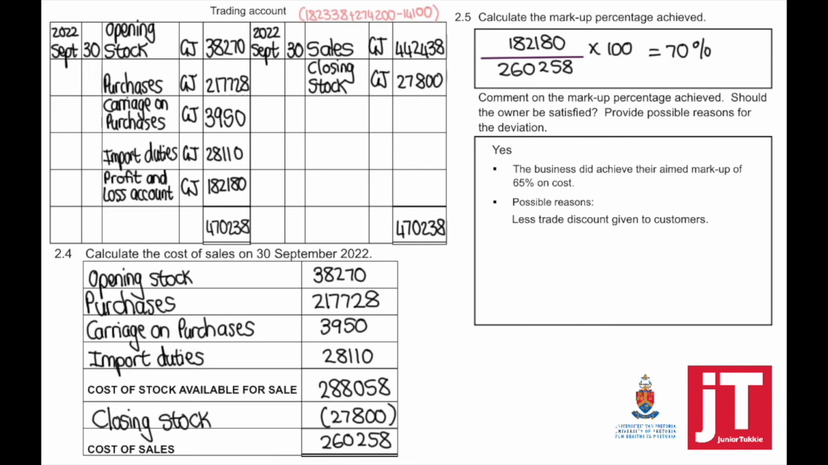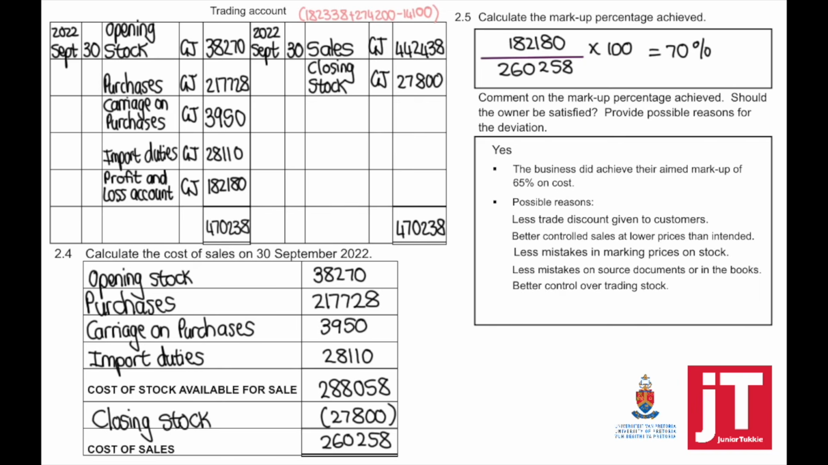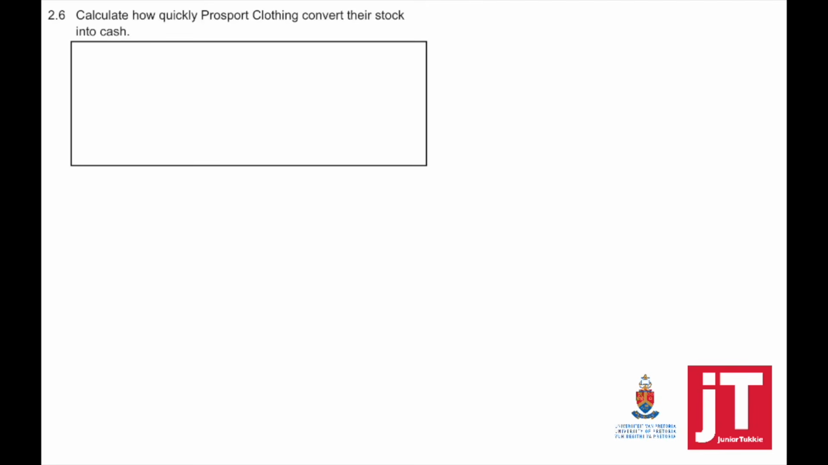This means less trade discount were given to customers, better controlled sales at lower prices than intended, less mistakes on source documents or in the books, better control over our trading stock. So those are all possible reasons.